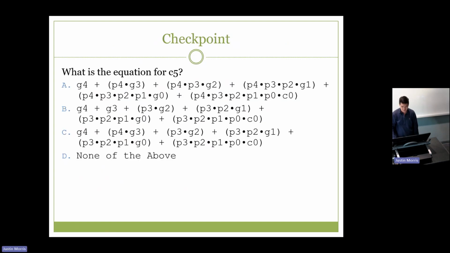So this is a checkpoint for the carry look-ahead. So what if we expanded it to the 5-bit adder? Is the question. And your code for today is 832. So work on this on your own first.